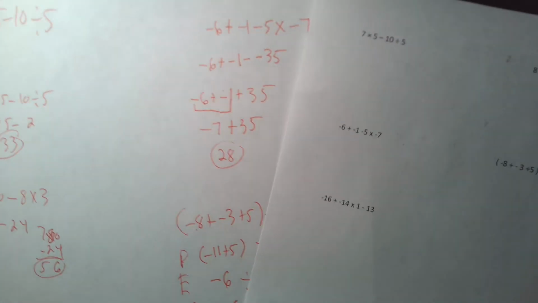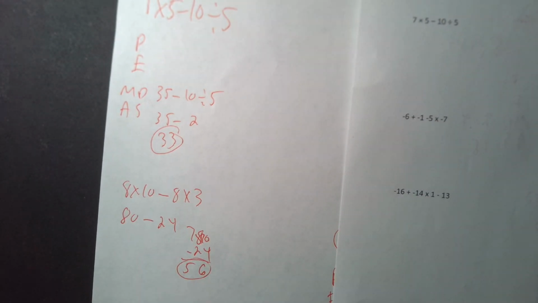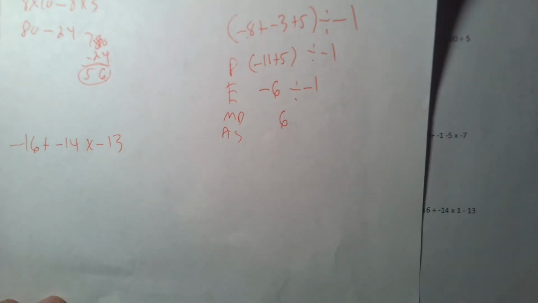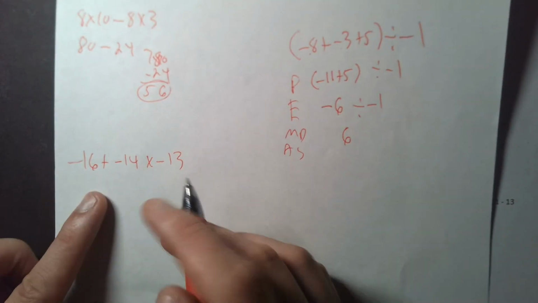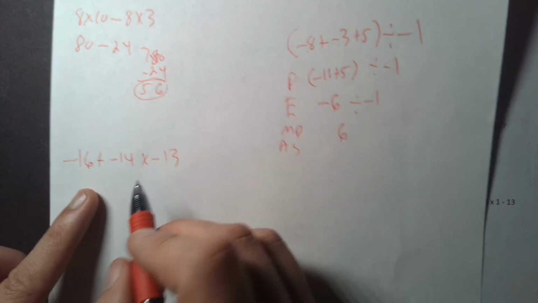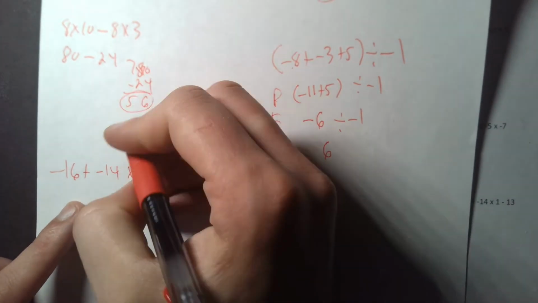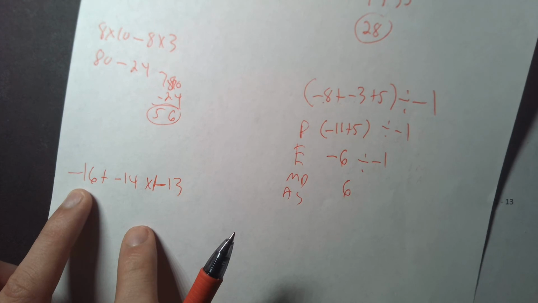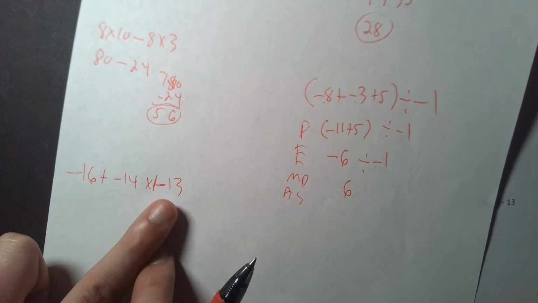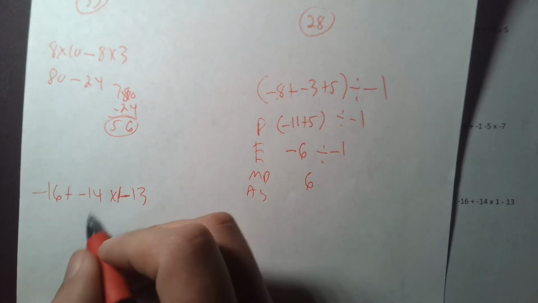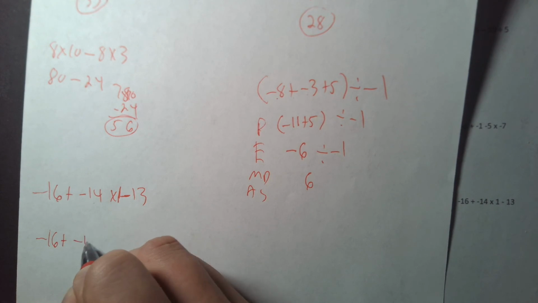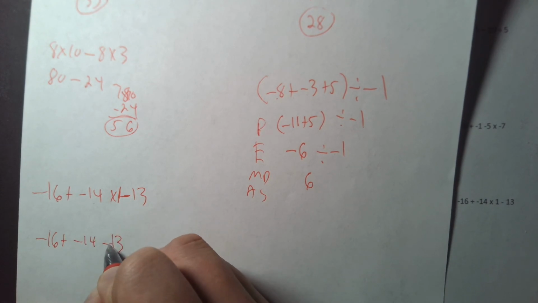And finally, we have negative 16 plus negative 14 times 1 minus 13. Oops, you can't see that. I just copied that from there. So I have multiplication in here. Times 1. Oops, I'm sorry. Should be a 1 there. Okay, so we have negative 16 plus negative 14 times 1 minus 13. So I'm going to multiply first. So negative 16 plus drops down. Negative 14 times 1 is negative 14 minus 13.